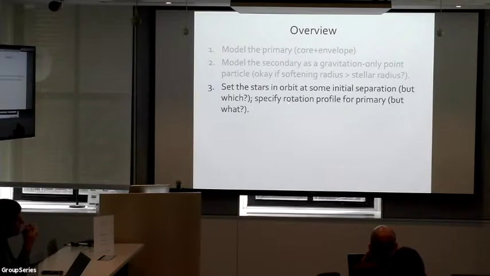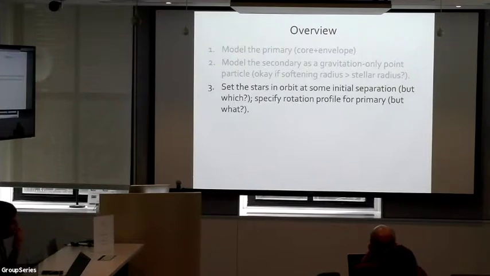We set the stars in orbit at some initial separation, but which separation is the question. It's been argued that putting it at the Roche limit separation is more realistic. You get a circumbinary outflow that can be important to shape the common envelope outflow that happens subsequently. Is it important for the mass loss? Still not clear.